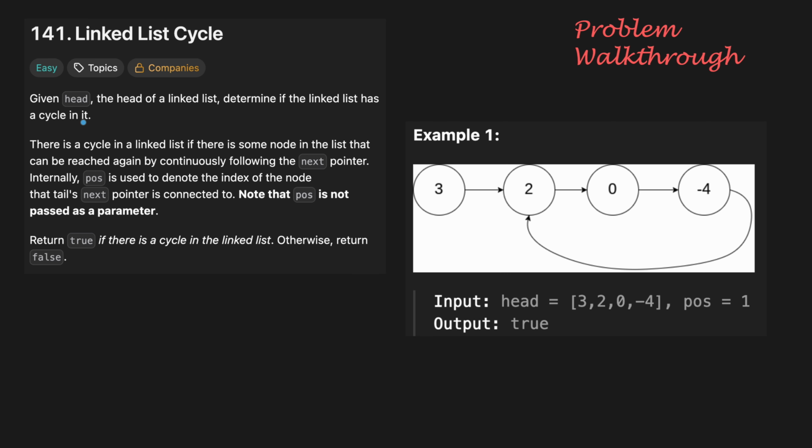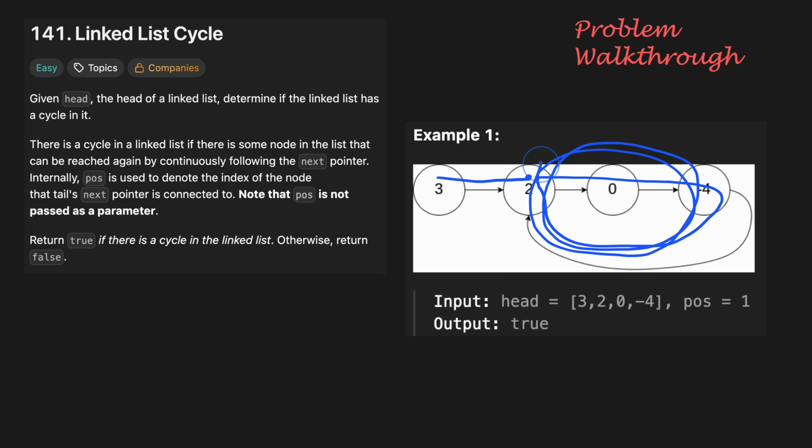Now let's see what exactly is a cycle. A cycle occurs when we reach a node, say this node here at node 2, and then reach that same node again and again by continuously following the next pointer. Essentially, if we keep traversing the list, we will never reach null. Instead, we'll end up looping back to a previous node forever.